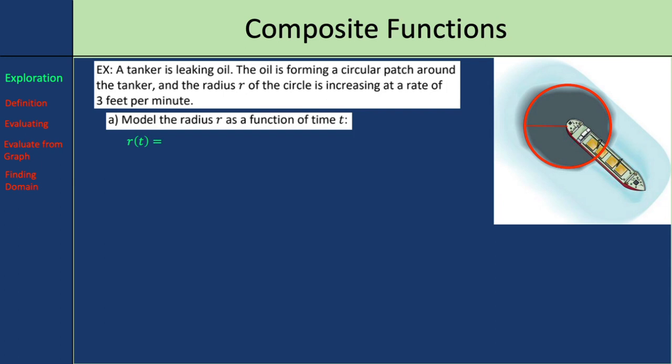Okay, so radius as a function of time. So that's r of t equals 3t, right? Because it's increasing 3 feet per minute.